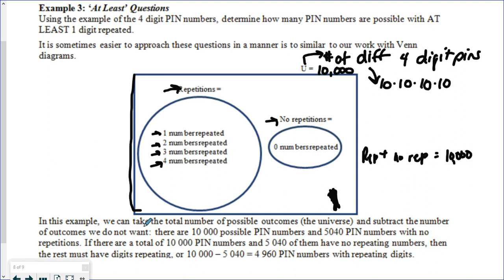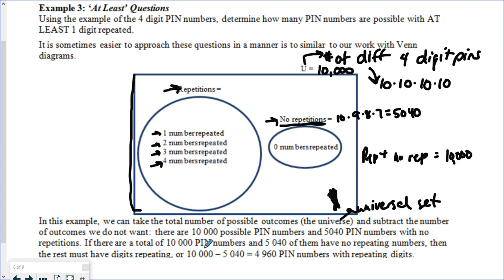So in this example, we can take the total number of possible outcomes, the universal set, and subtract the number of outcomes that we do not want. There are 10,000 possible PIN numbers, and we calculated this on the last page as well. With no repetitions, it was 10 times 9 times 8 times 7, which was 5,040 different ways.